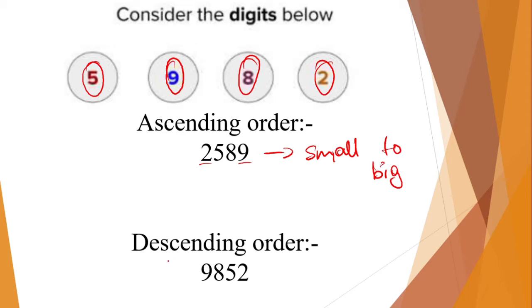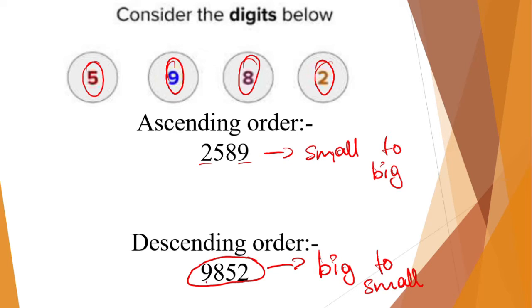Now we should arrange the numbers in descending order too. In descending order, it will be 9, 8, 5, 2. You can see the order goes from big to small. 9 is the largest number and 2 is the smallest number. From the biggest number, which is 9, it's coming to the smallest number, which is 2. So this is descending order. Like this, we can form numbers using ascending order and descending order.